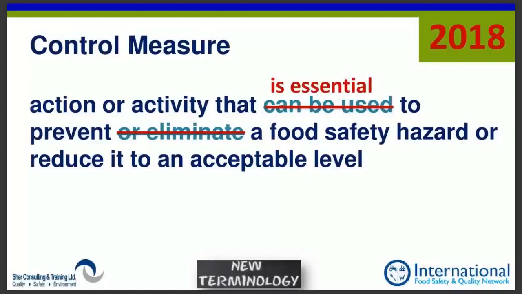The other major change is that the new standard does not use the words or eliminate anymore. So there's no elimination in any of the definitions. It's to prevent or reduce. I guess if you do something to an acceptable level and the acceptable level is 0, then that's elimination. And the third major difference is that a control measure is used for a significant food safety hazard. That's the word that I forgot to put in here between the a and the food, significant food safety hazard.